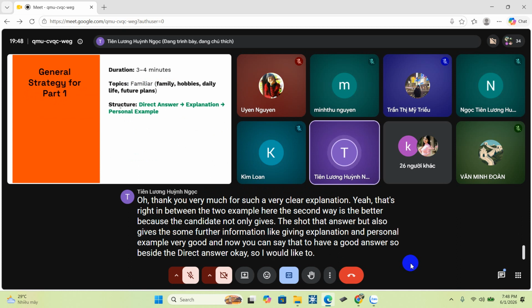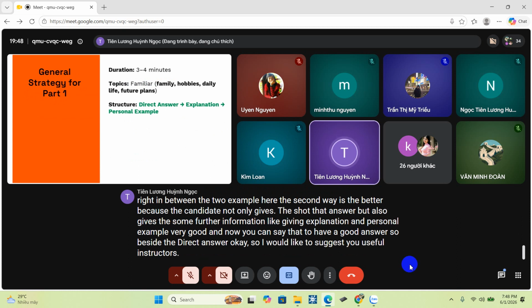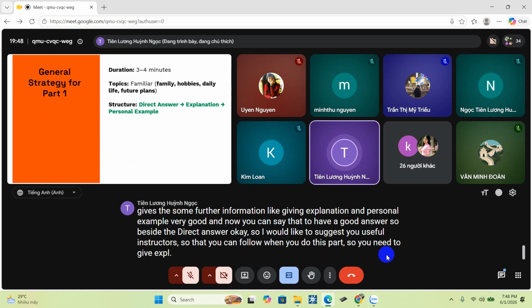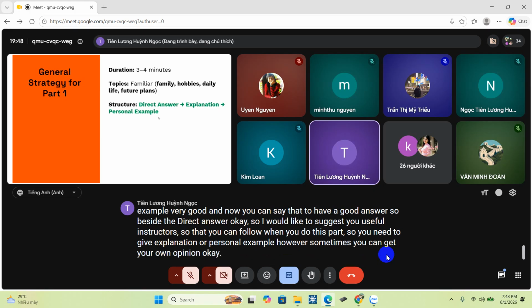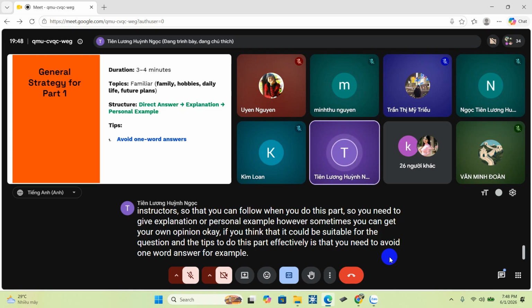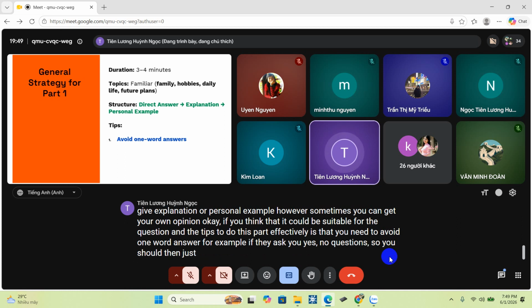I would like to suggest a useful structure that you can follow when you do this part. You need to give an explanation or personal example. However, sometimes you can give your own opinion if you think it is suitable for the question. The tip to do this part effectively is to avoid one-word answers. For example, if they ask you a yes-no question, you shouldn't just say yes or no, and you need to give some further information.